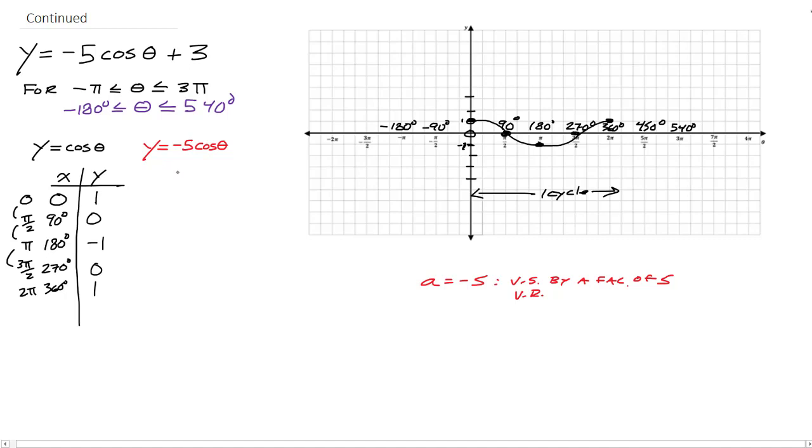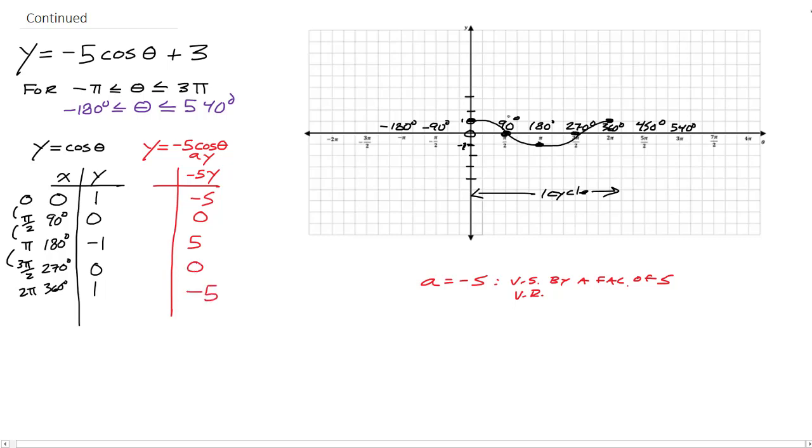All right, so what do we got to do? Let's move back to doing our stretches here. So we're going to leave the x's the same. We're not going to mess with them. We're not doing horizontal, so we're going to multiply the y's by a, so -5 times our y coordinates, right? So this is now -5, this is 0, this is +5, this is 0, this is -5.